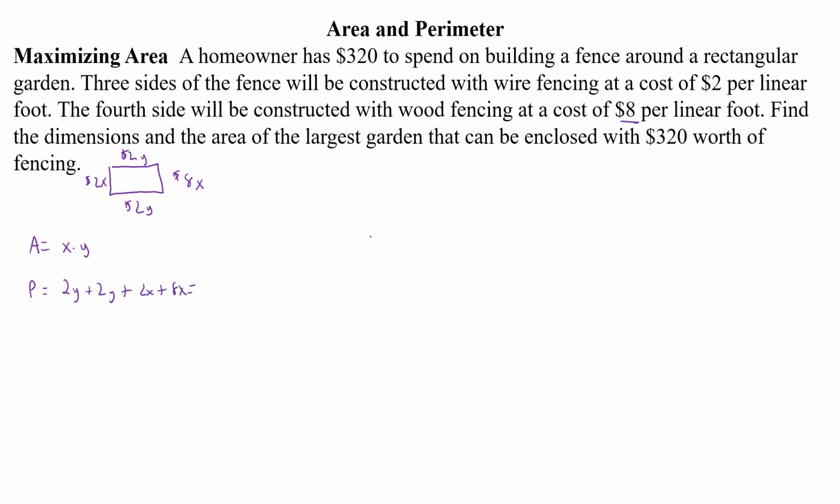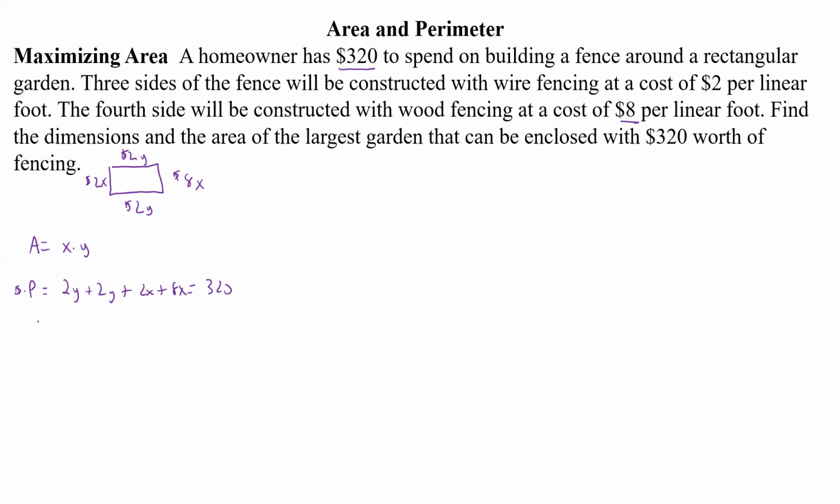And we know that if we take the dollars by the linear feet, it's going to end up giving us a value of dollars, and that has to equal our 320. So the perimeter is really the perimeter times a dollar sign. We're having a dollar times a piece of the perimeter plus a dollar times a piece of the perimeter, and then that total gives you the total dollars. Okay, so now we have that.